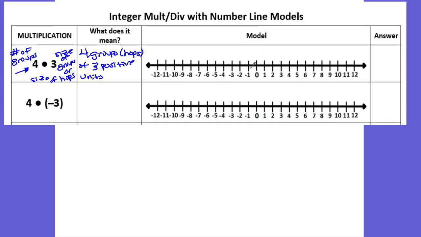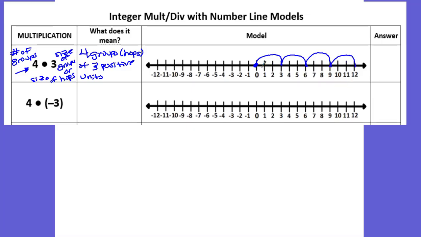On the number line, just as with combining integers, you're always going to start at 0. So I'm going to place a dot at 0. And I want to jump or hop 3 positive units. So I'm going to make 1 hop, 3 positive units. I need to make 4 of those. So this was our first jump. I'm going to make the second jump, also 3 positive units. Make my third jump, and then make my 4th jump.